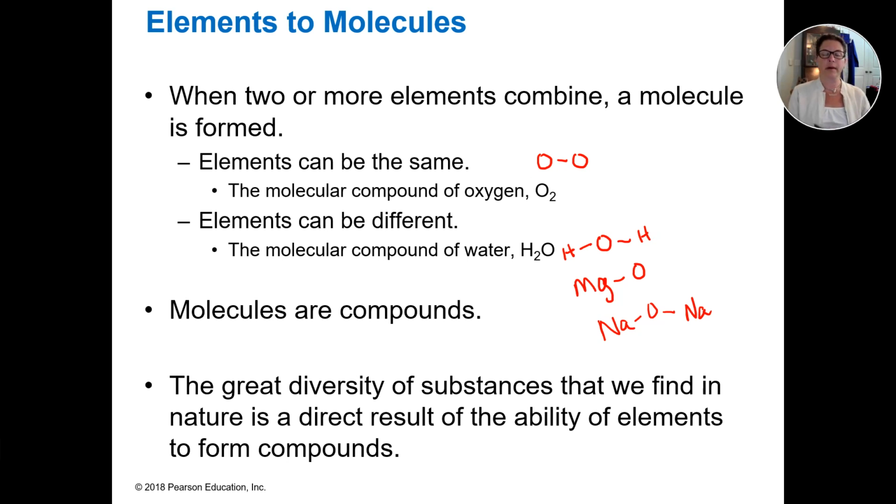But when it's combined with a particular element, all the molecules of that element are the same. So every single water molecule in the universe is an oxygen bonded to two hydrogens. Molecules are compounds.